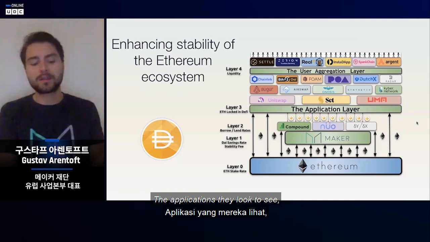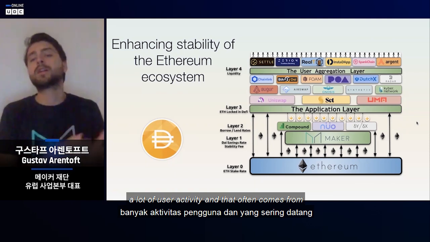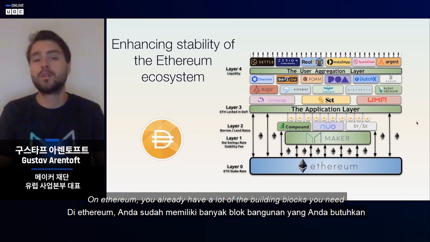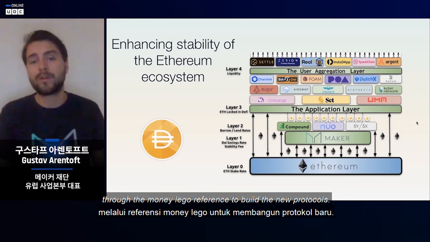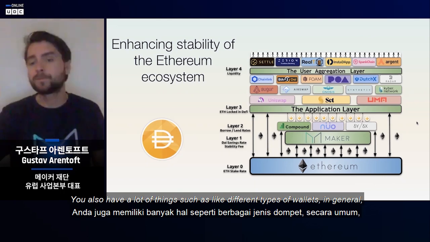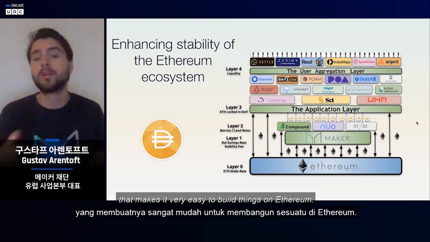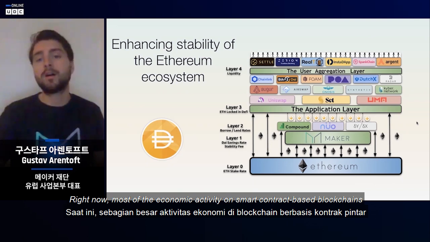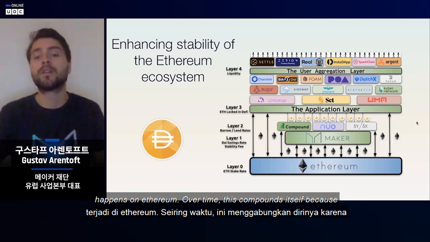So the applications really look to see, where do we have a lot of developer activity? Where do we have a lot of user activity? And that often comes from how easy it is to build applications here. On Ethereum, you already have a lot of the building blocks you need, through the money Lego reference, to build the new protocols. You also have different types of wallets, very good developer documentation, and just a lot of stuff that makes it very easy to build things on Ethereum. And then you also, of course, have a lot of the assets. So right now, most of the economic activity on smart contract-based blockchains happens on Ethereum.